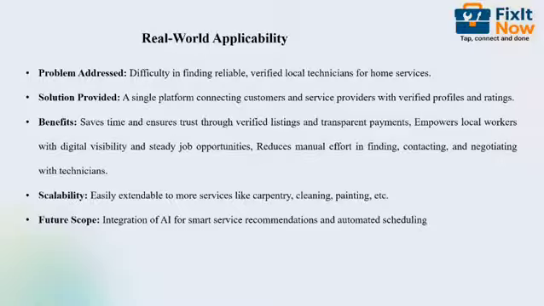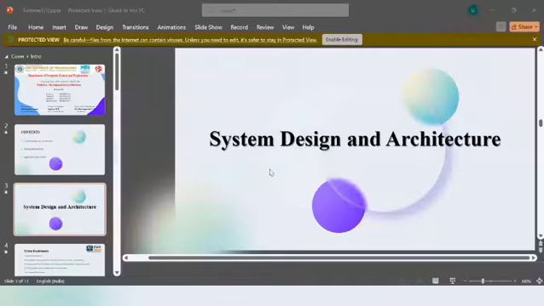Next is scalability. The system can easily expand to more services like carpentry, cleaning, painting, etc. Next is the future scope. We are also planning to add AI features for smart service recommendations and automated scheduling, making the platform even more intelligent and efficient in the future. This is about our project. Further will be continued by Spoorthi. Thank you.